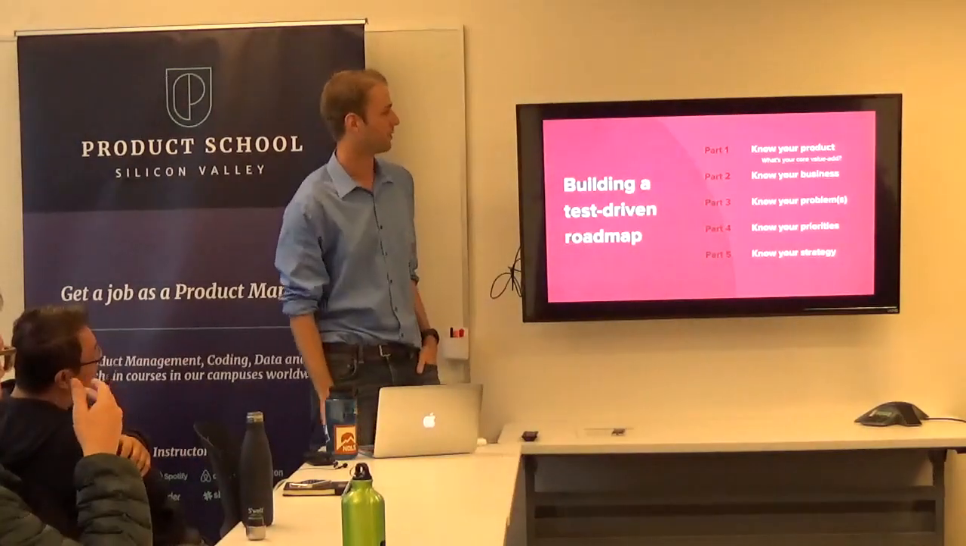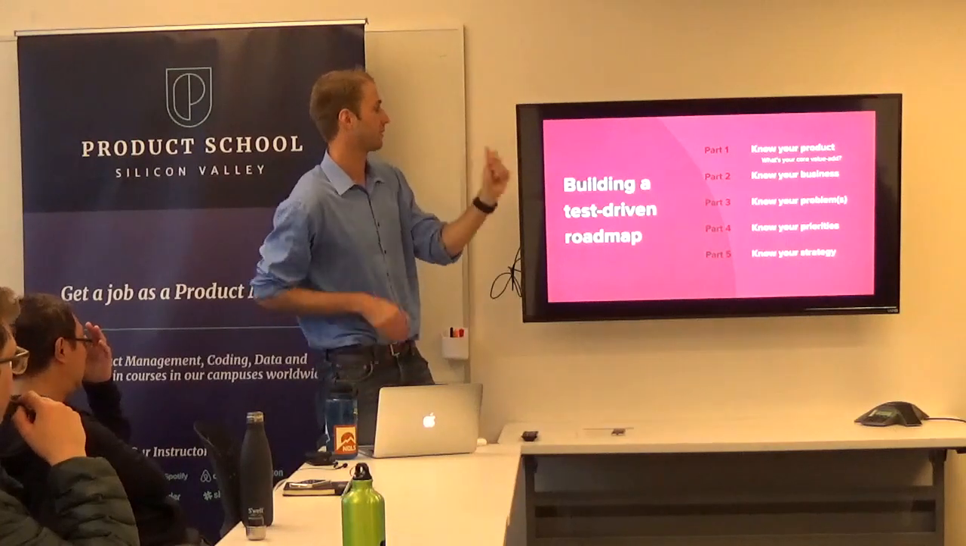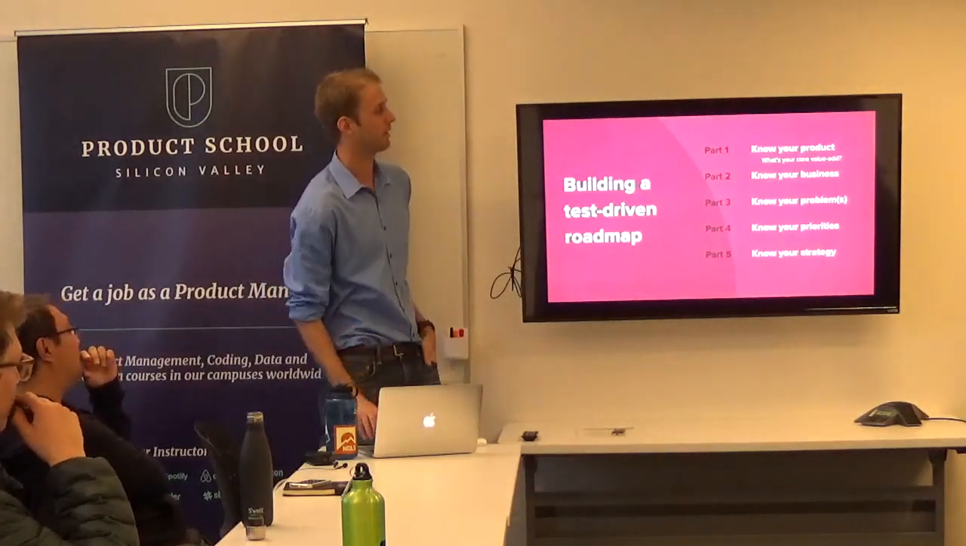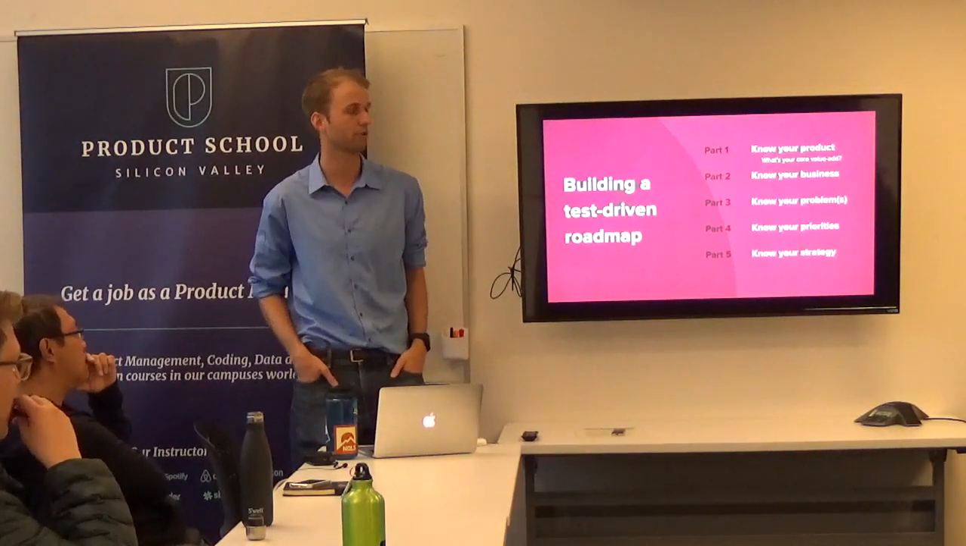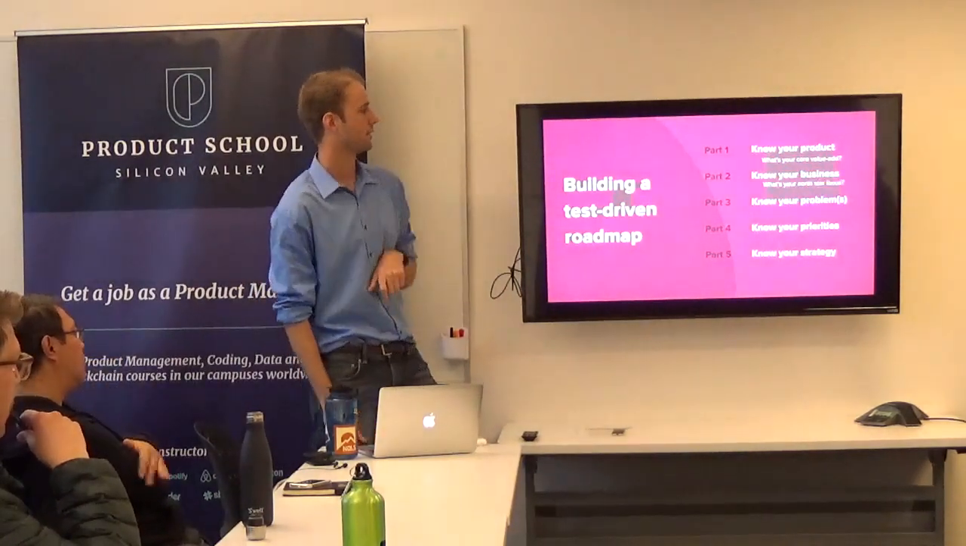Cool. All right, so bringing it all back together here, we had 5 parts to take away from today. Part 1, know your product. What's your core value add? What's your product identity? Make sure you know what you are and what you aren't.